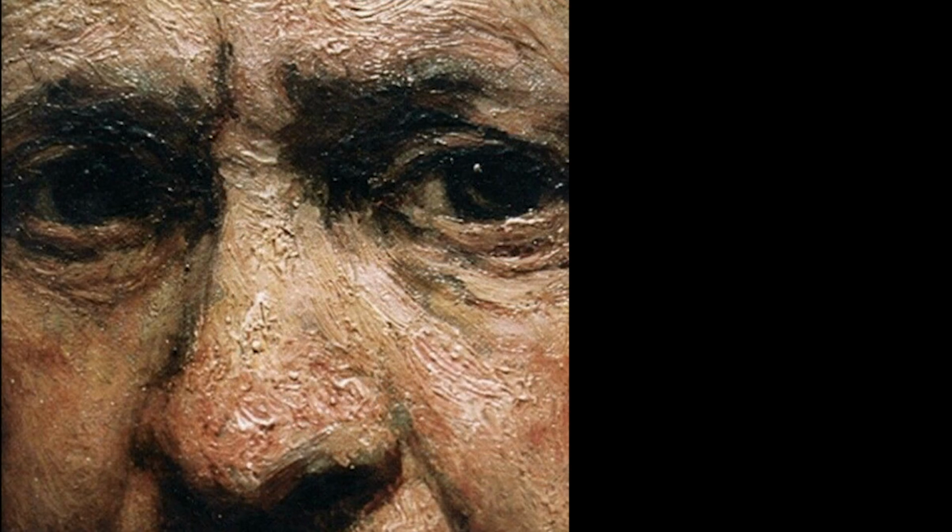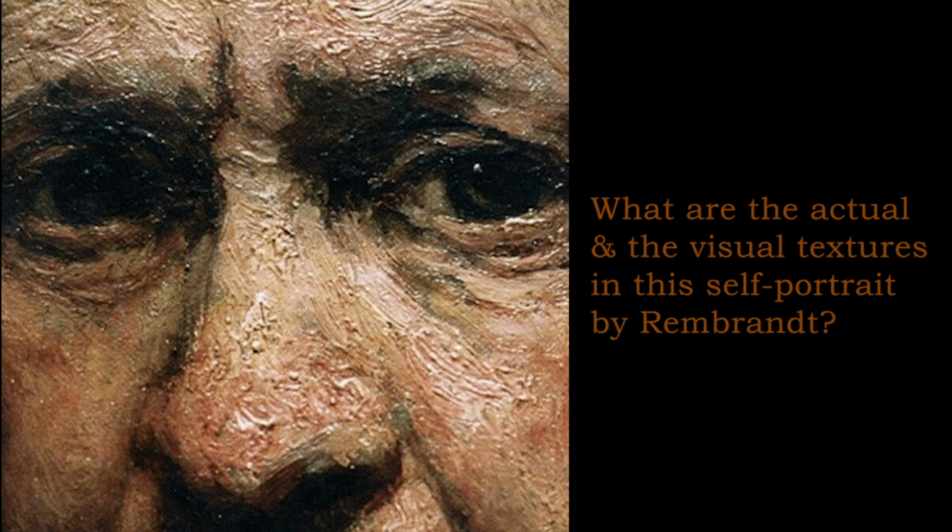Now let's take a moment to look at this work by Rembrandt and ask yourself, what are the actual textures and the visual textures in this work? What is the artist conveying to you visually? What does it seem like you should be feeling? And then what is the actual physical property of the piece? What would it feel like to close your eyes and run your hand alongside it?